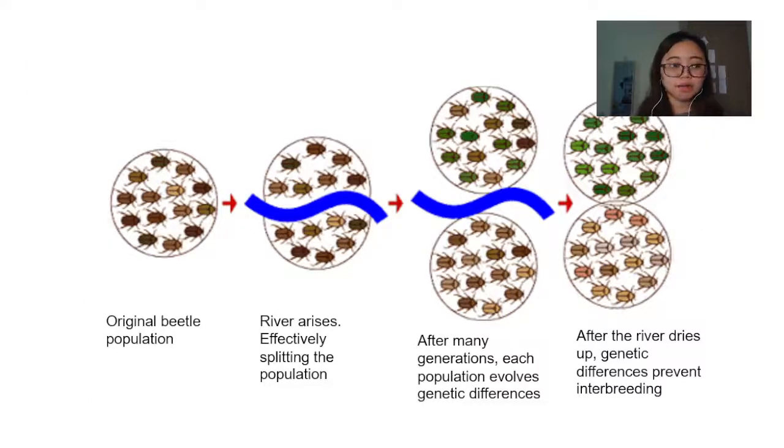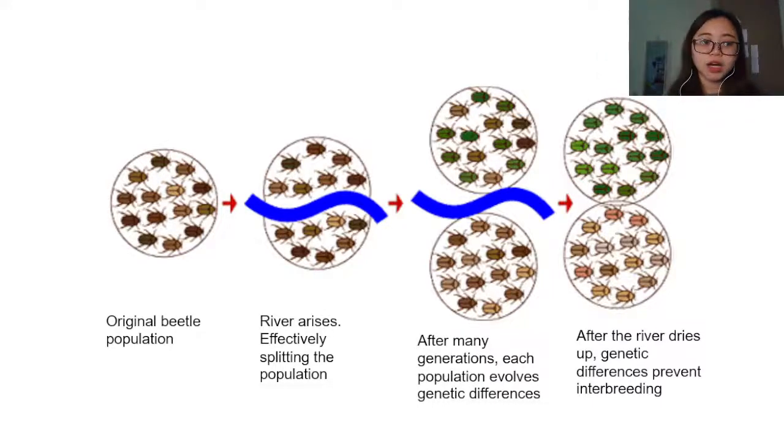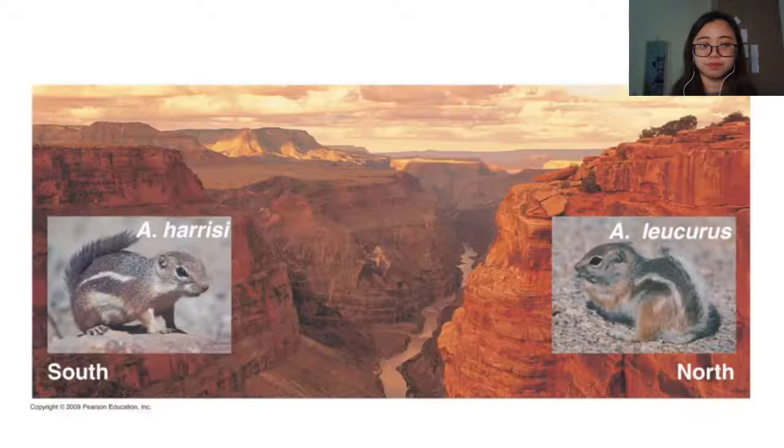So this is an example. First, you have an original beetle population. One day, a river forms and splits this population in two. One side of the river becomes this type of beetle. The other side of the river becomes this type of beetle. After many more years, the river dries up and the beetles can meet each other again. But because there are enough genetic differences between these two populations now, they have become two different species that cannot interbreed.